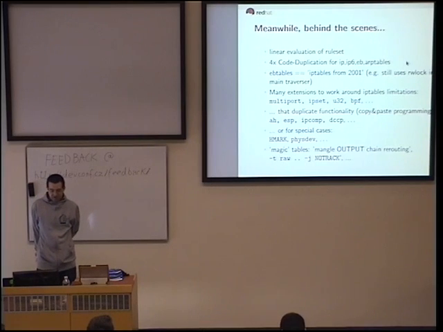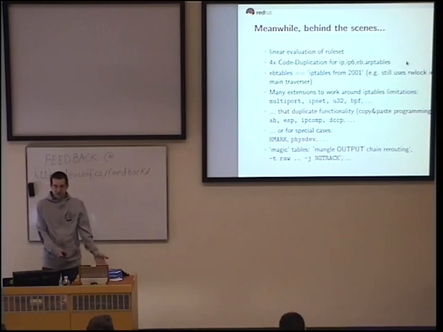Then we have magic tables, for instance. The Mangle table is special in a way that if during output the mark changes, then it will do a rerouting. But that's something you just have to know because the kernel does it behind your back.